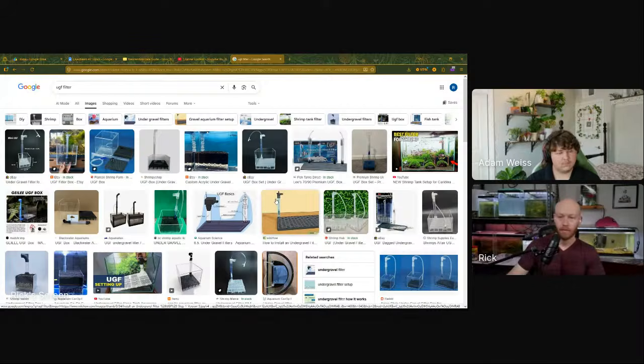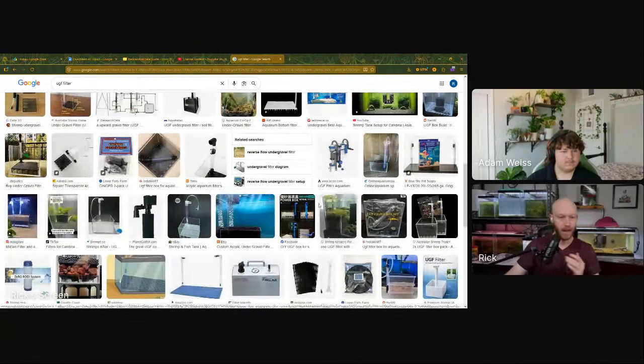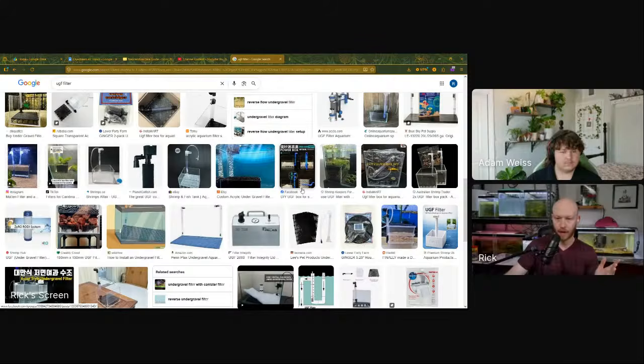The other, kind of older style is something that covers the entire bottom of your tank, and I'm actually having trouble finding good images.